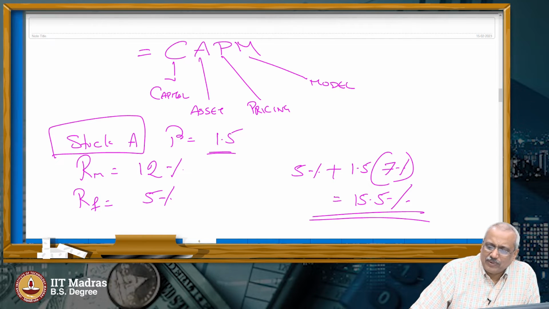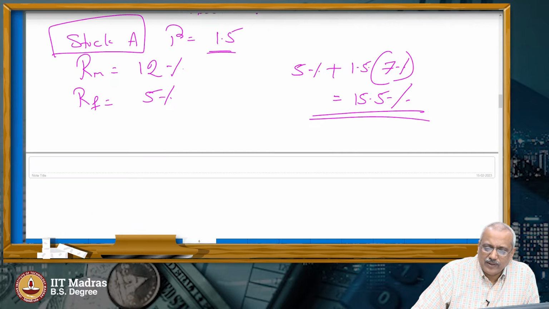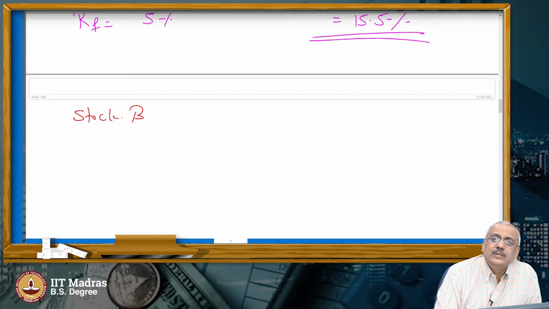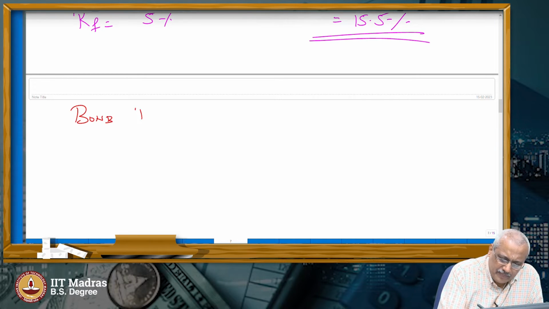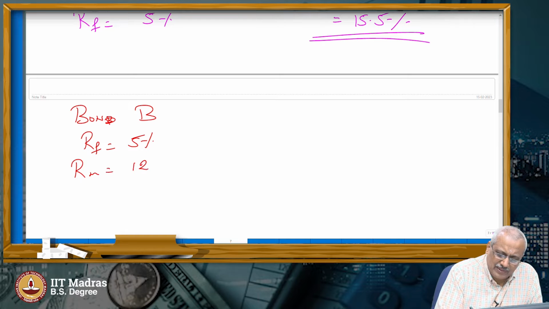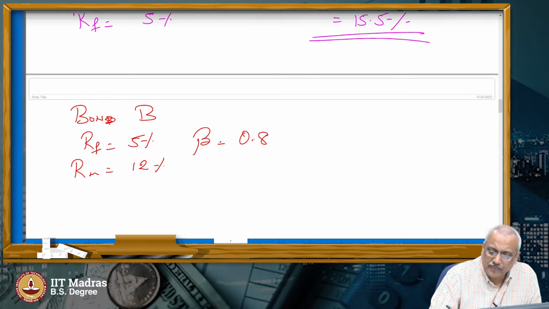Now, let me take one more example. I invest in stock B. Let us not say stock. Let me say I invest in a bond B. In this particular case I take the same: my RF is 5%. My market return is 12%. Whereas my beta of this particular bond is roughly about 0.8. That is, the risk is lower than the market.